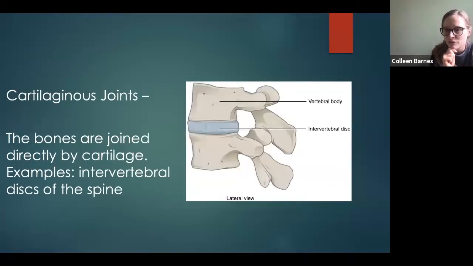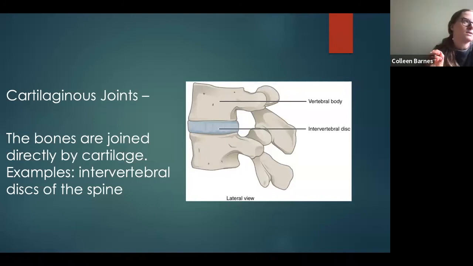Cartilaginous joints, that's a fun word. So these are the bones that are joined directly by cartilage. Examples are the intervertebral discs of the spine. So without these discs in between each vertebra, there would just be bone on bone.